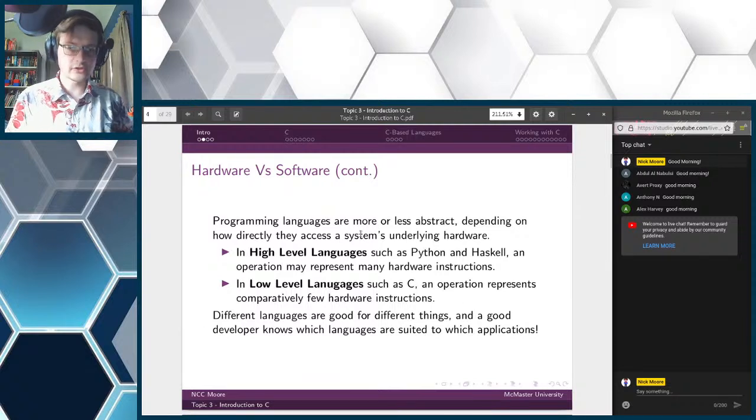Different languages are good for different things, and a good developer knows which languages are suited to which applications. That's right.